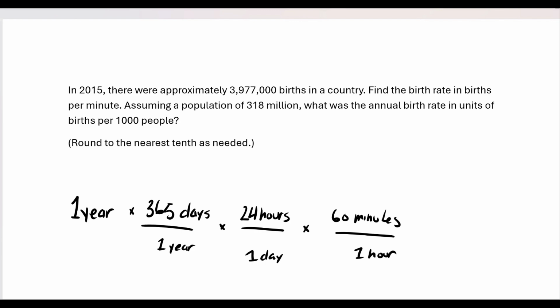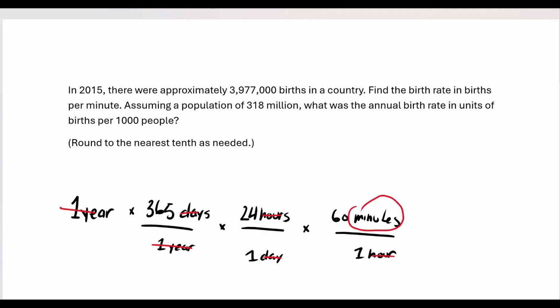Any unit that appears in the top of one fraction and the bottom of the other, I can safely cancel out. So, you see how year is up here and down here? Cancel. Days is here and here? Cancel. Hours is here and here? Canceled. The only thing that comes up just once is minutes.